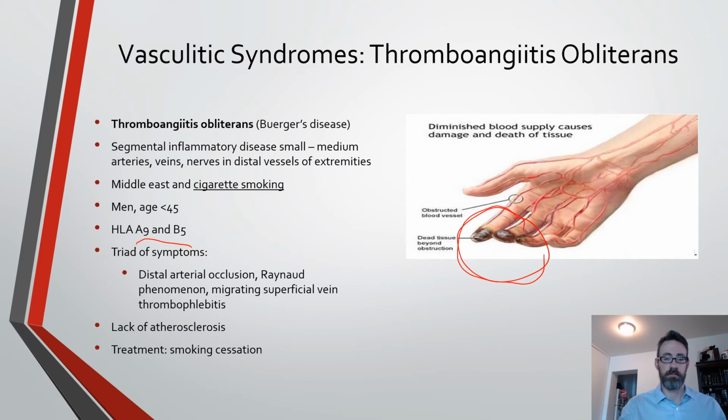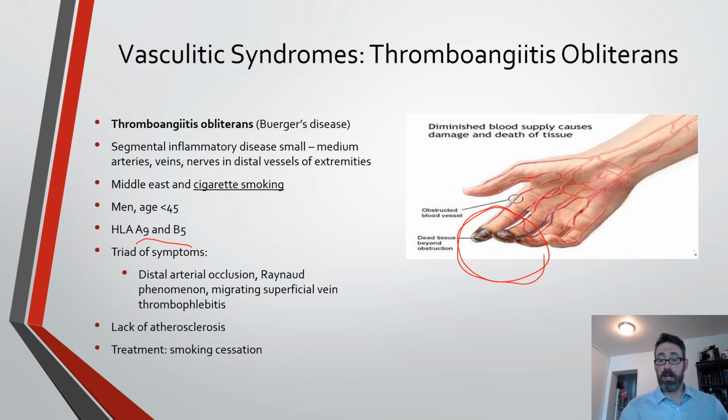the cigarette smoking. And there's a triad of symptoms. They have distal artery occlusion, which can result in pain and pallor and so on. Raynaud-type phenomenon, which I'll discuss in the next slide, is a type of vasospasm. And then migratory superficial venous thrombophlebitis, which I'll discuss in the venous portion of this lecture. That would cause inflammation, constriction of venous flow and decreased venous return, which can cause swelling and so on.